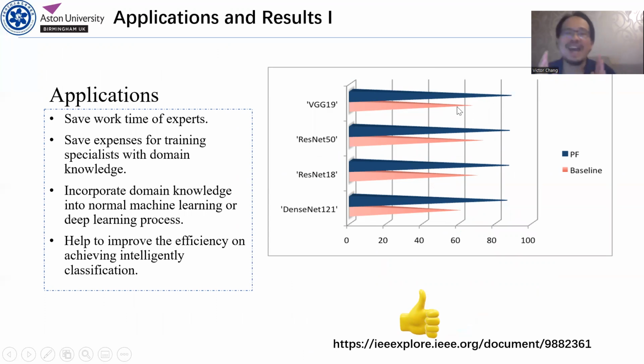By using federated learning, our predictive distribution goes above. It increases our prediction rates and also improves the overall quality in general. And we save work for experts, save expenses for training specialists with domain knowledge, and incorporate the domain knowledge into normal machine learning or deep learning processes. Together with deep learning, we can get even better results and help improve the efficiency of achieving intelligent classification.